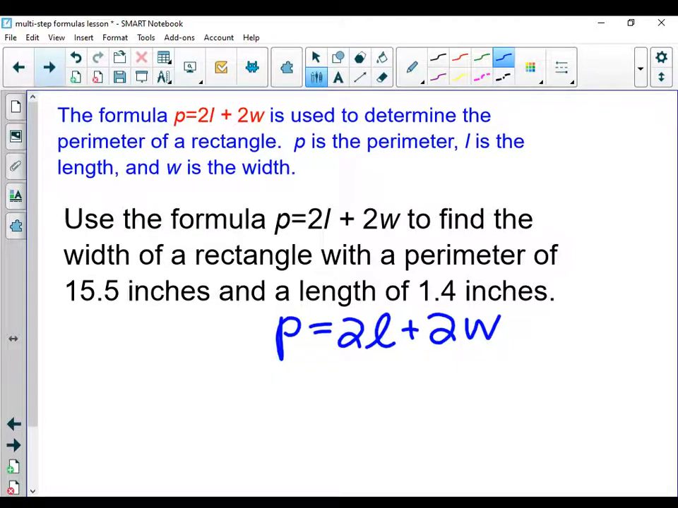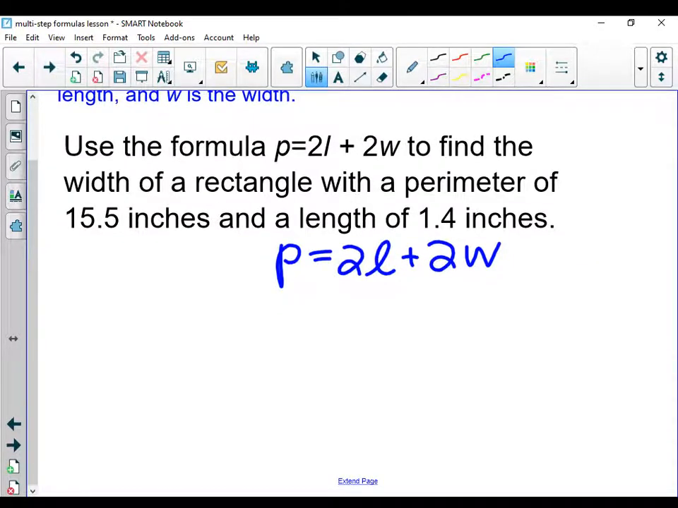Be careful of your length, L. A lot of people mistake it for a 1. I usually try and do a cursive L to remind myself. I do a capital. You just gotta be careful because people might think that's liters. I know, it's tricky.